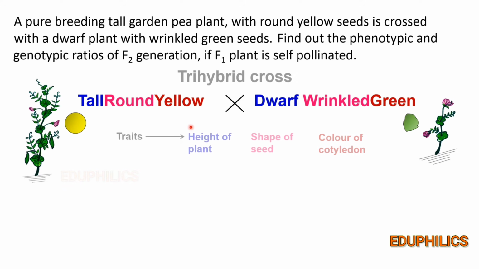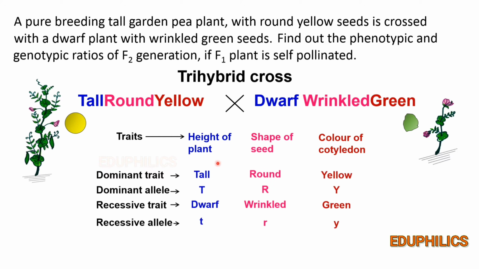In this cross, we are studying three traits. So it is a trihybrid cross. And what are those traits? We are studying the height of the pea plant, then the shape of the seed. The seeds are either round or wrinkled in shape, and they are either yellow or green in color. So this is the key for the cross. Let's start writing the cross.